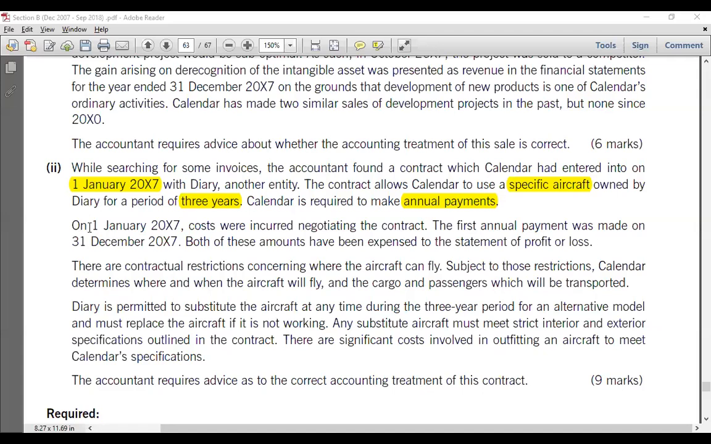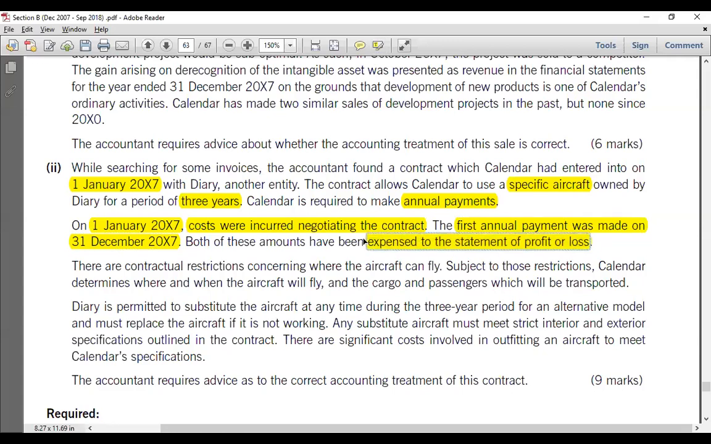Okay, so now the question says that on 1st January 2087, which is the date of the contract, costs were incurred negotiating the contract. Costs incurred negotiating the contract means that this is the transaction cost, so this is the initial cost. So apparently this cost should be capitalized in the right to use asset. The first annual payment was made on 31st December 2087, which means the year end. Both of these amounts have been expensed to the statement of P&L.